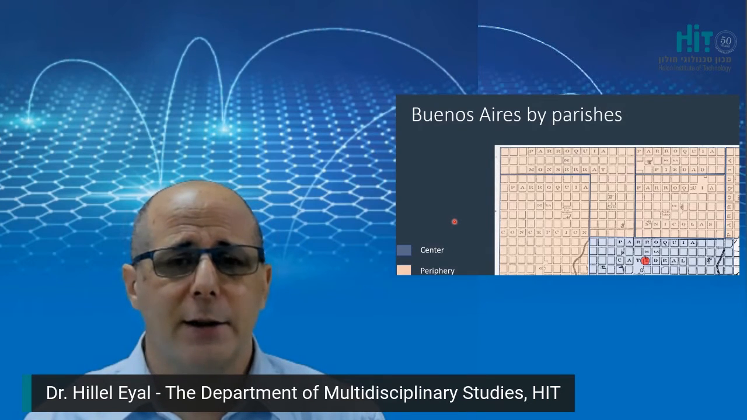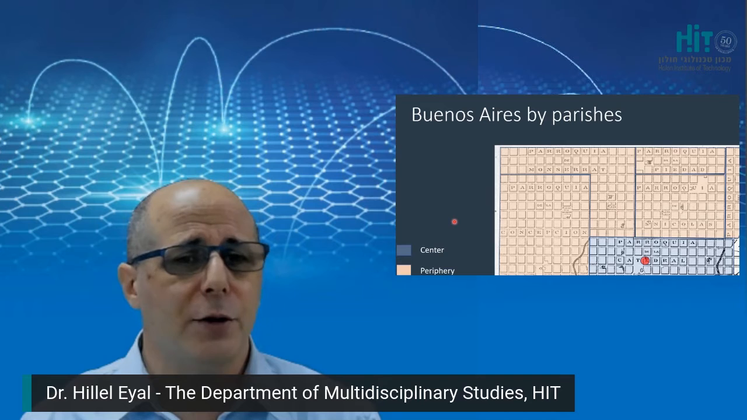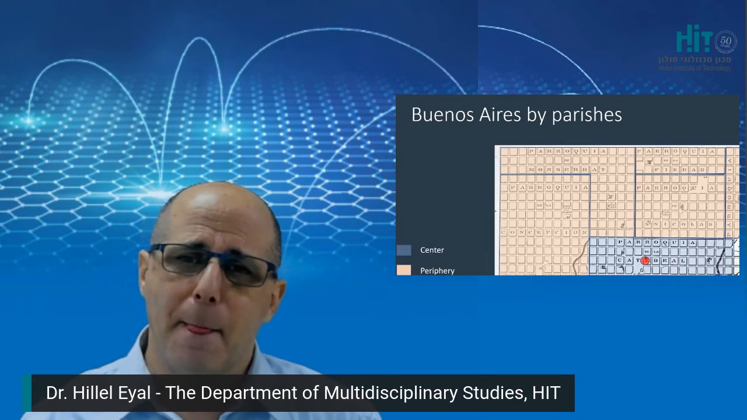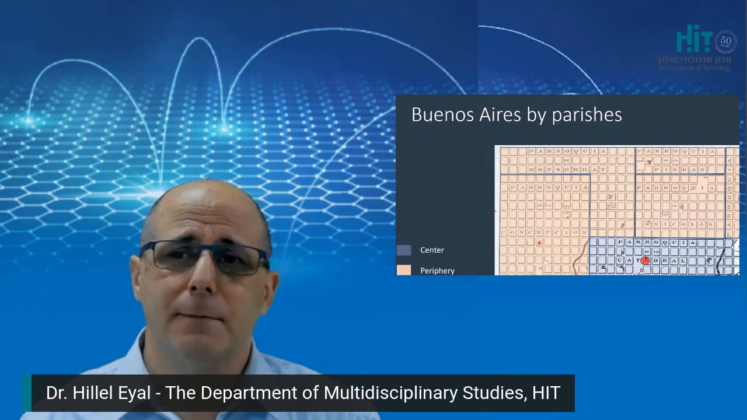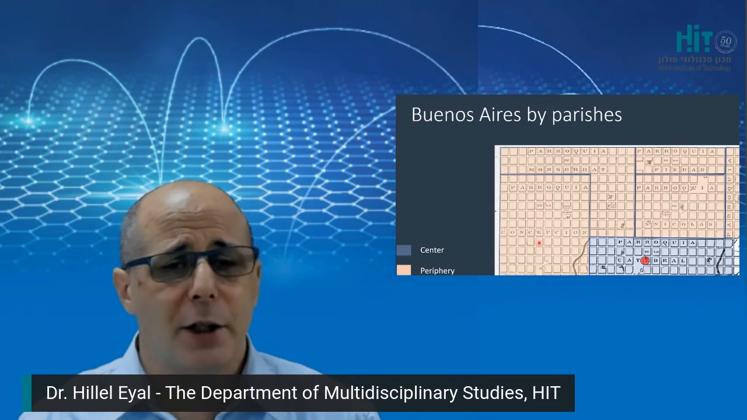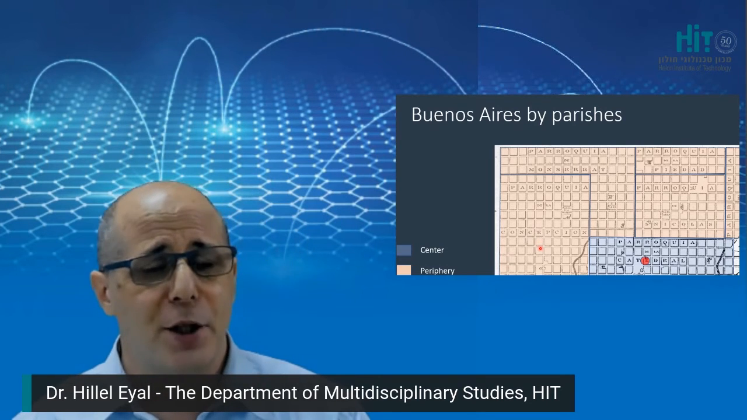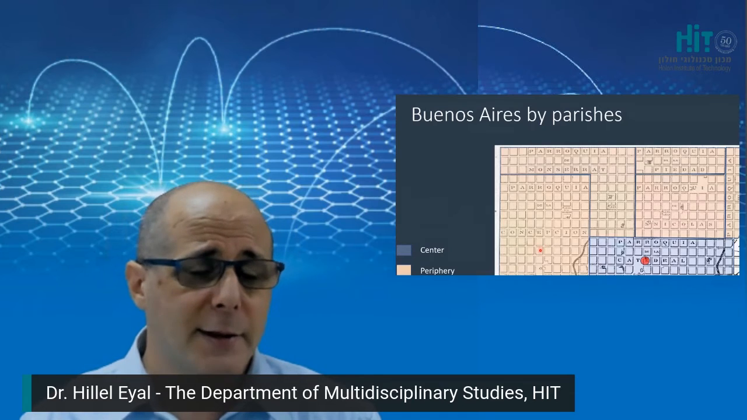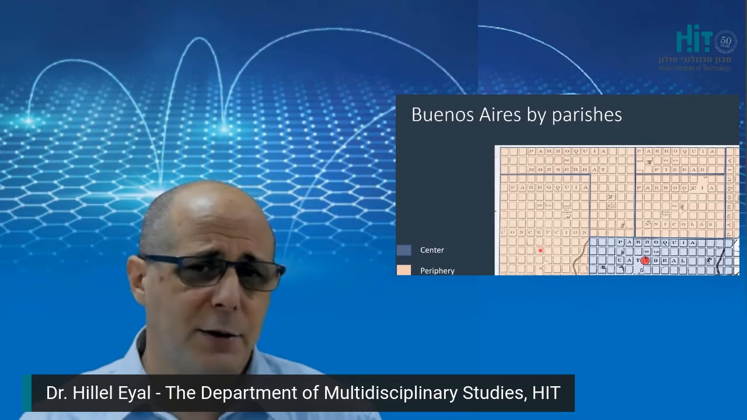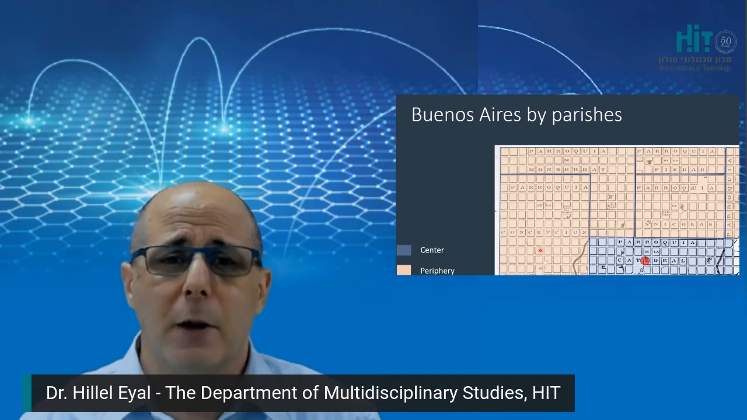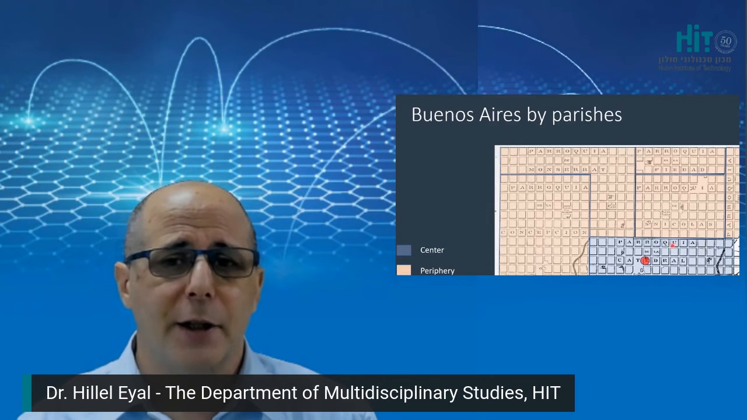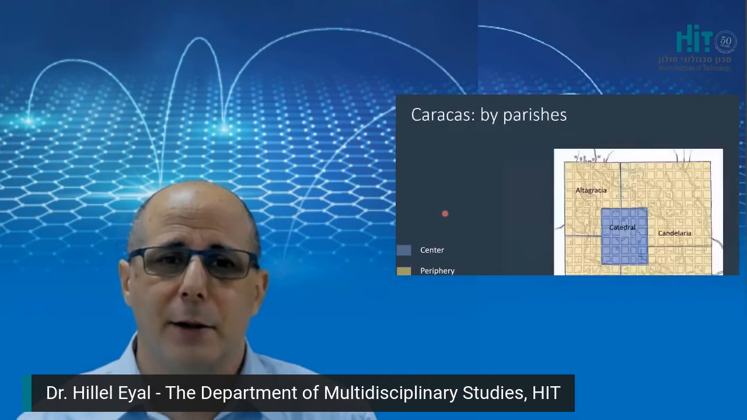We can see in Buenos Aires also a great degree of divergence in terms of race. The peripheral parishes consisted of a much greater percentage of non-Spanish persons, also African slaves and free Africans and mestizos, different kinds of racially mixed people, but anyway, fewer Spaniards. Spaniards concentrated here in the center to a much greater degree.